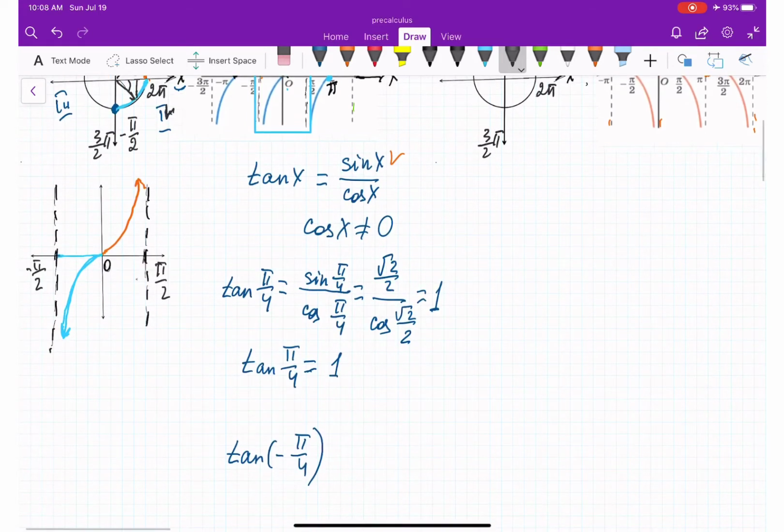Therefore, here y is going to be negative square root 2 over 2. Cosine is going to be positive square root 2 over 2. And we are getting answer negative 1. Okay, so let's do this. Take our tangent pi over 4 equal 1.